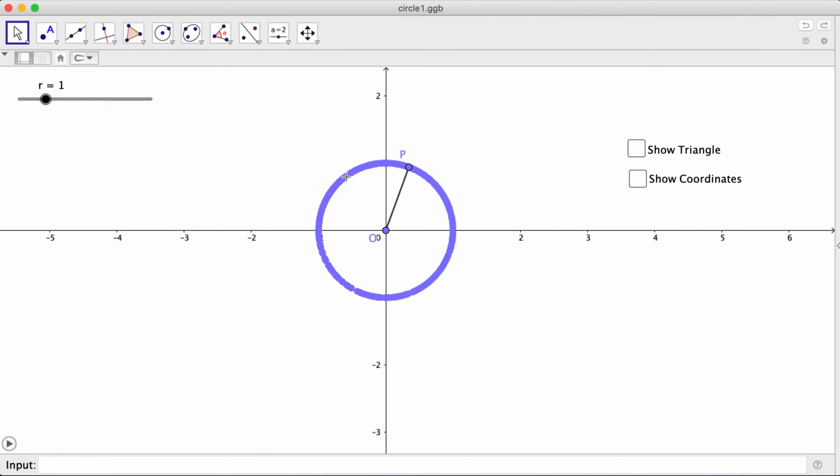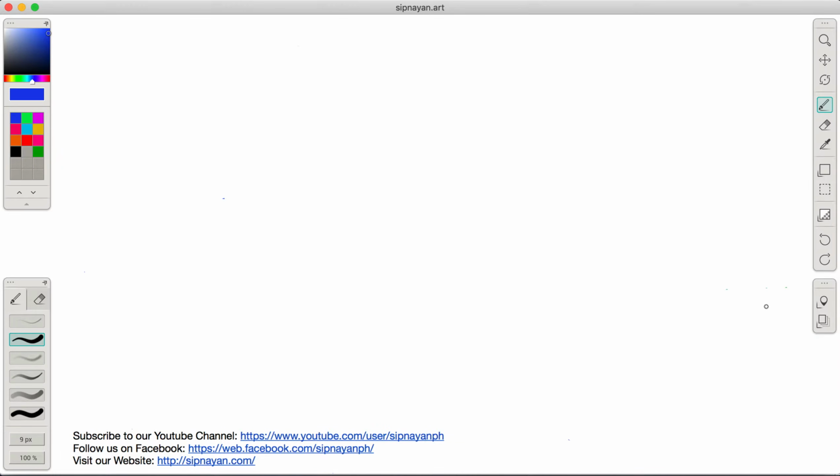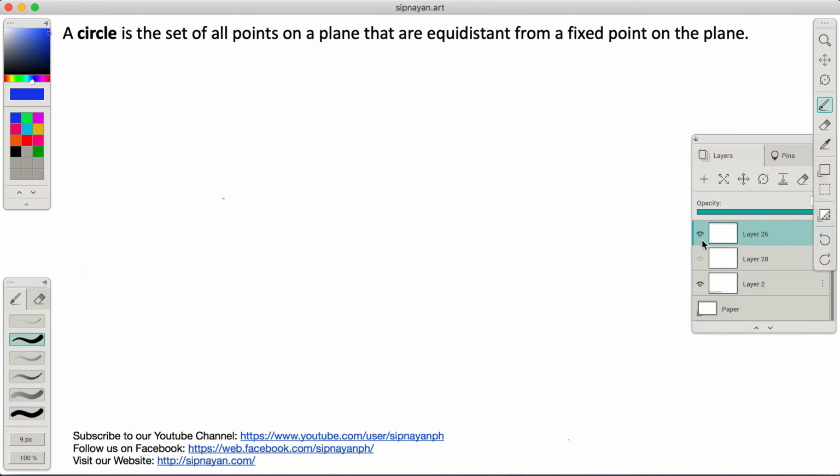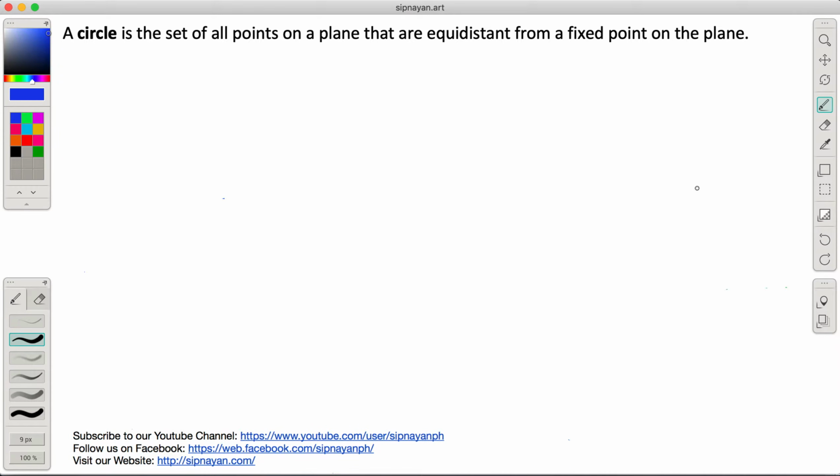It's a set of points which have the same distance to a fixed point, which in this case is O. So the definition of a circle is the set of all points on a plane that are equidistant from a fixed point on the plane. That fixed point, the point O from earlier, is what we call the center.